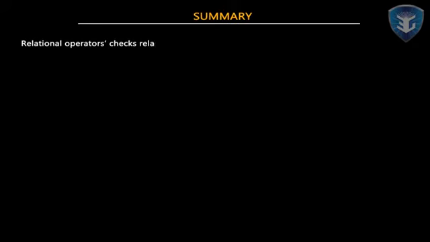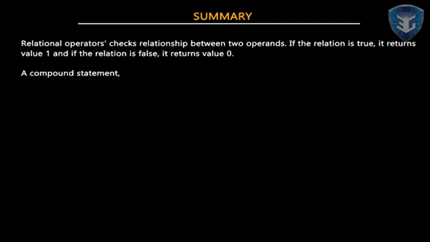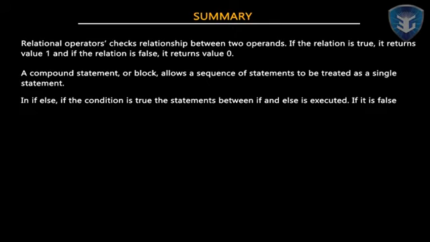Now in the end, let us summarize what we have learned in this lecture. Relational operators check relationships between two operands. If the relation is true, it returns value 1, and if the relation is false, it returns value 0. A compound statement or block allows a sequence of statements to be treated as a single statement. In if-else, if the condition is true, the statements between if and else are executed. If it's false, the statement after else is executed.